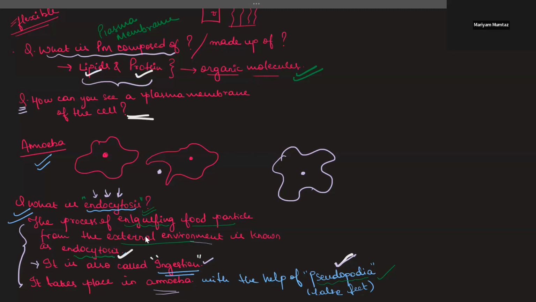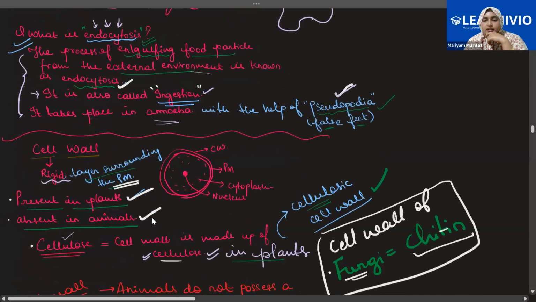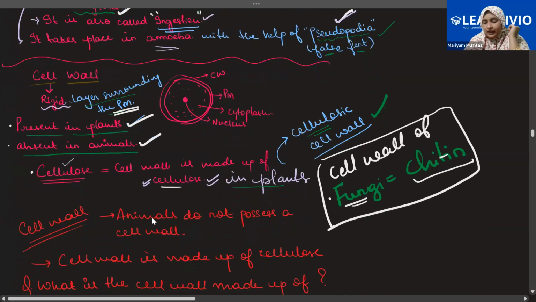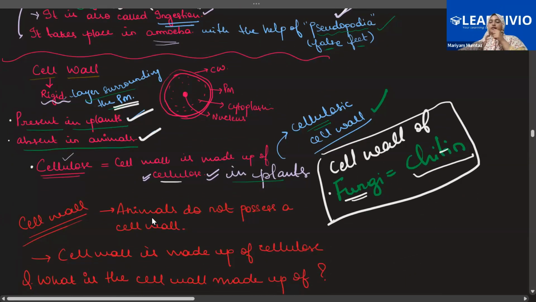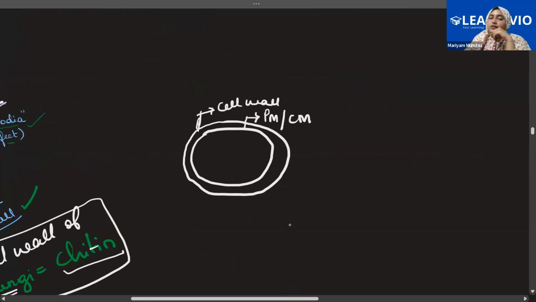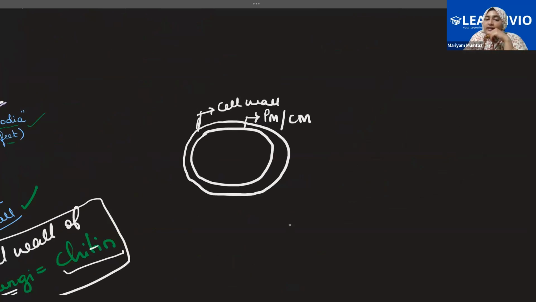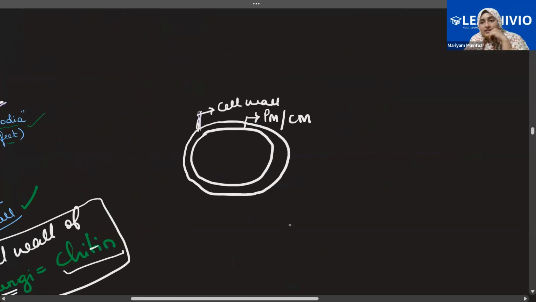All right, now moving forward, we're going to see the cell wall. Now see, in some of the cells, the plasma membrane gets surrounded by another very rigid layer. And this layer is called the cell wall.